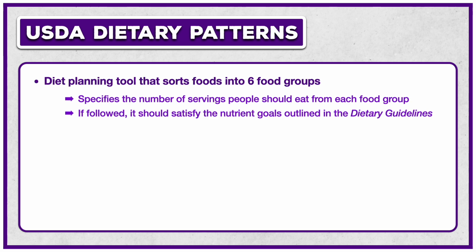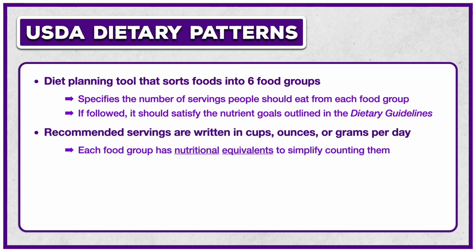The Dietary Patterns is a diet planning tool that sorts foods into 6 food groups. It specifies the number of servings people should eat from each food group. If followed, it should satisfy the nutrient goals outlined in the dietary guidelines. The recommended servings in the USDA Dietary Patterns are written in cups, ounces, or grams per day, and each food has nutritional equivalents to simplify counting them.